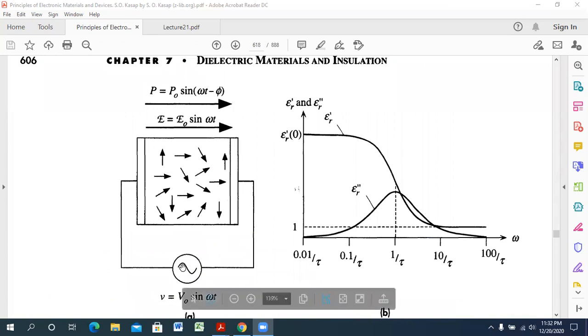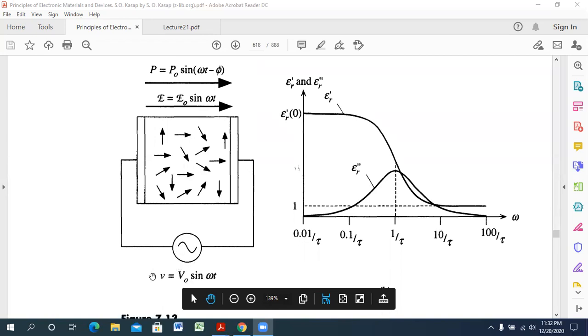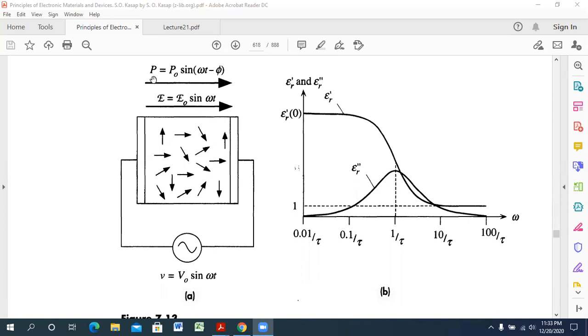Now look, this one is the molecular behavior of a material. So we are applying a voltage V equals V naught sine omega t. If the supply voltage is V naught sine omega t, then the field E should be equal to E naught sine omega t. Similarly, the polarization P equals P naught sine (omega t minus phi). That one is the phase difference.